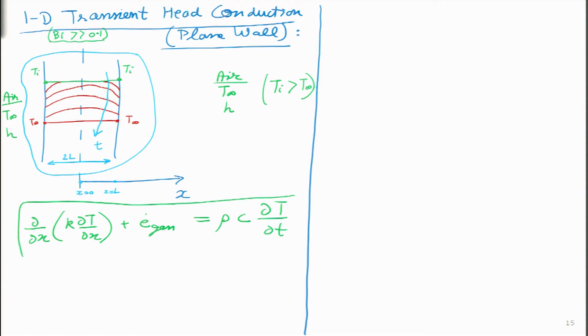So, this is our governing heat conduction equation for one dimension. There is the energy generation term as well as the unsteady or the transient term over here. Let me apply a couple of assumptions in order to simplify this particular equation.